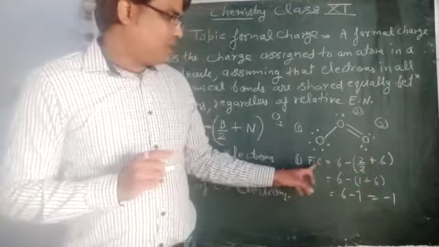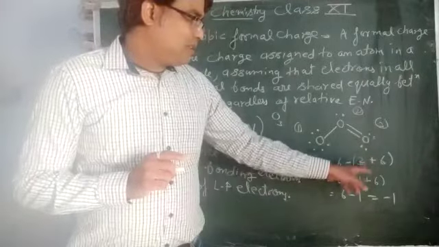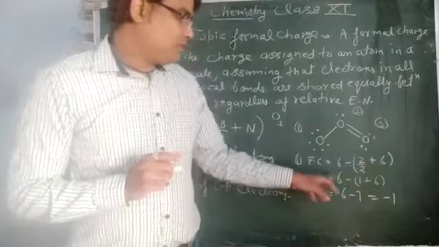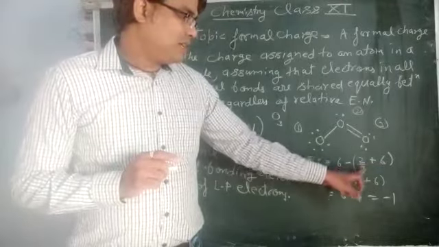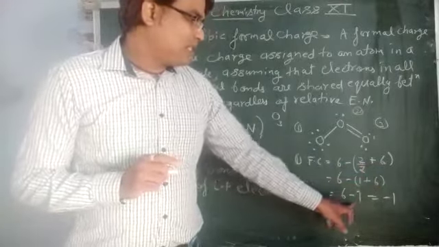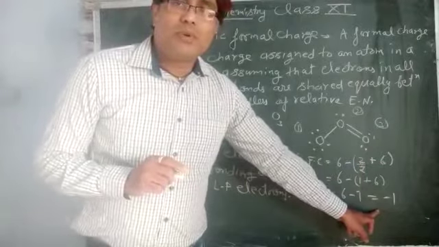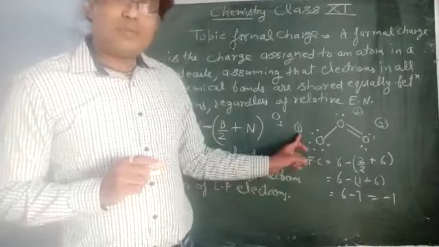So you can solve this one. Fc is equal to 6 minus, in bracket, 2 by 2 plus 6. So it will be equal to 6 minus, that is 1 plus 6. So that is 6 minus 7, which is equal to minus 1. So the formal charge of this first oxygen atom is minus 1.